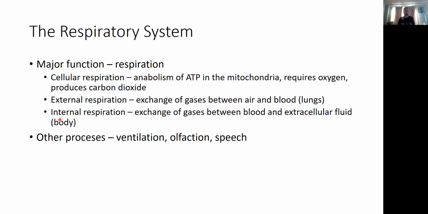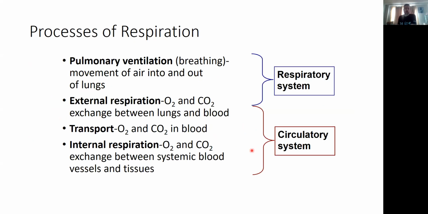Now, there are other processes, that's embarrassing, but other things that go into the respiratory system, other functions we associate with that, including ventilation, which is the means of bringing air in and bringing air out of the body, olfaction, which we've talked about before, smell, and of course, what I'm doing right now, speech. So if we think about then what we mean by respiration here with the respiratory system, it's really these 4 different things. 2 varieties of transport, 2 varieties of respiration.